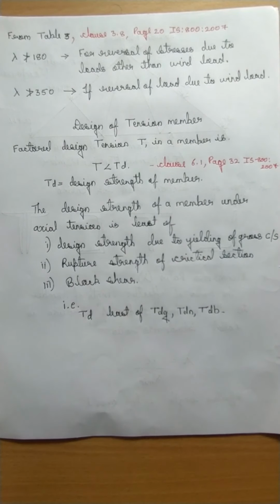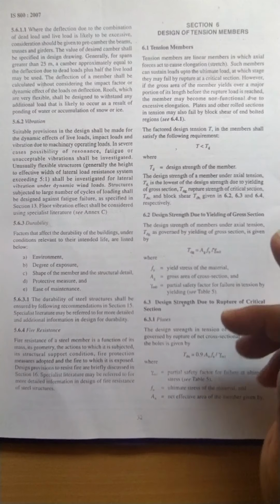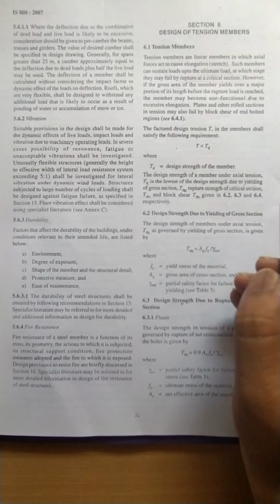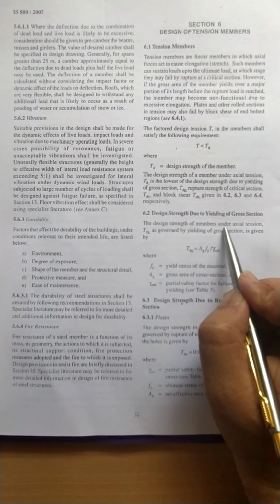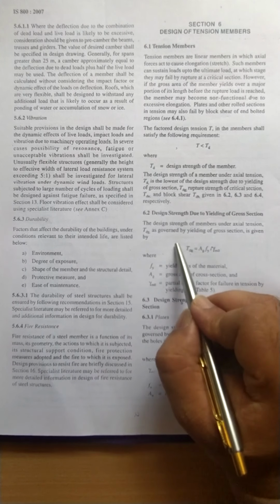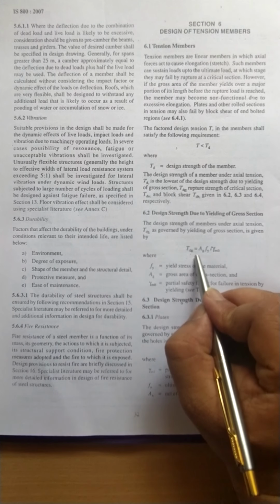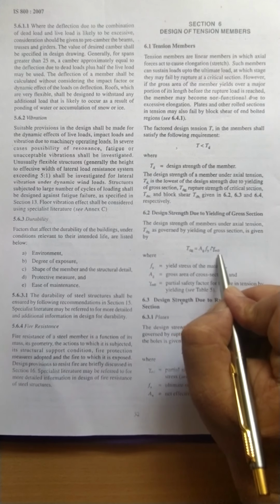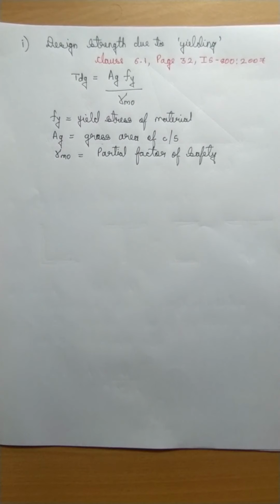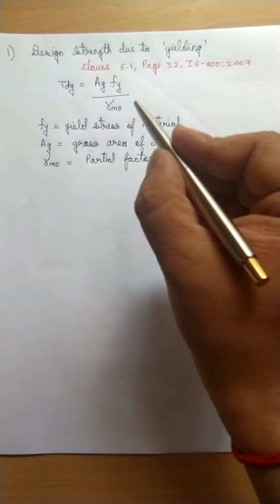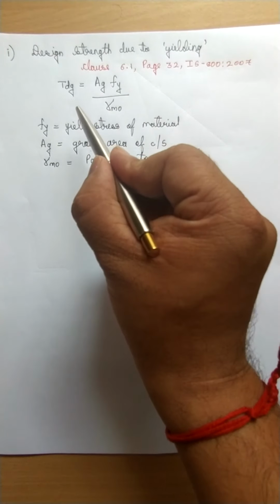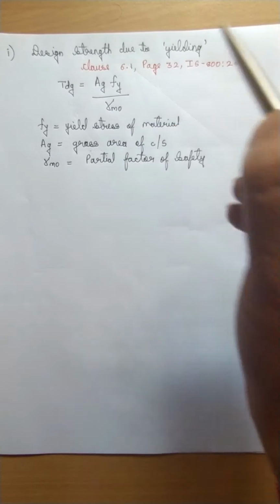Let us discuss one by one. The first one is design strength due to yielding of a cross section. The design strength of the member under axial tension, TDG, as governed by yielding of cross section, is given by TDG equal to Ag Fy divided by gamma m0. The same thing I have written here. Let us see. I have shown you the clause which gives the formula: TDG equals Ag Fy divided by gamma m0.